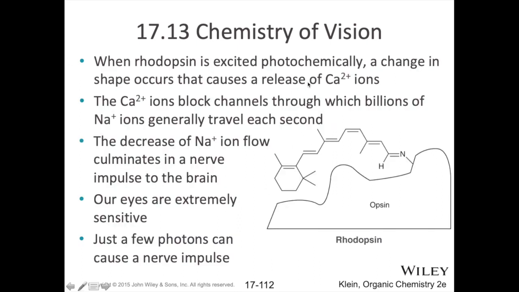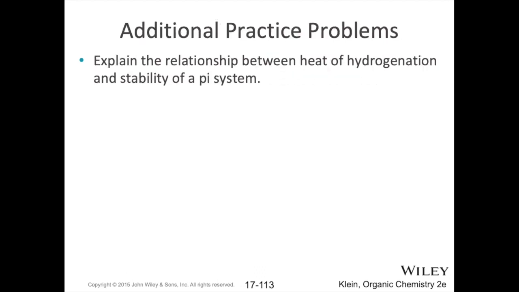All right. So how does this work? Essentially, when a photon of light hits the rhodopsin, the shape changes. That change in shape essentially plays around with ion channels, which in turn causes a nerve impulse, and your brain makes sense of that nerve impulse. All right, and that's it for this chapter. So let's go through some practice problems and go from there.